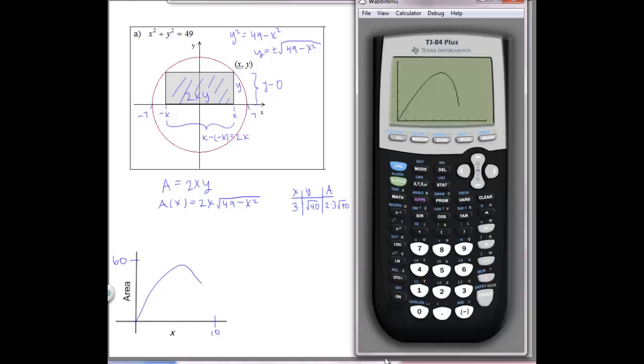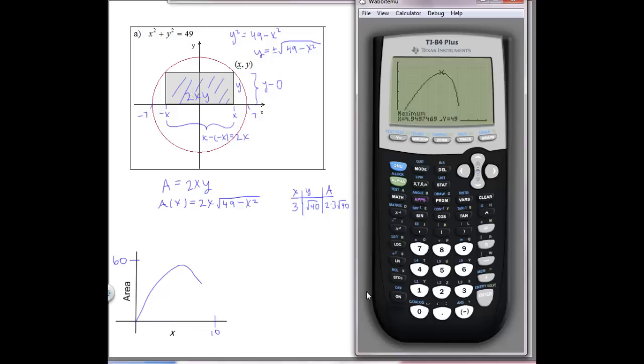I'm just going to give that a little sketch here. Not too bad. Then do second, calculate, maximum, which is number 4, and move a little to the left of the maximum, press enter, and a little to the right, and press enter, and then press enter one more time for it to give us the maximum. So when x equals 4.95, the maximum area of this rectangle is 49 square units.